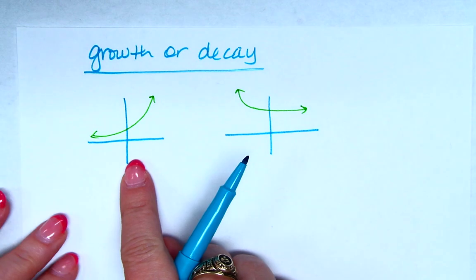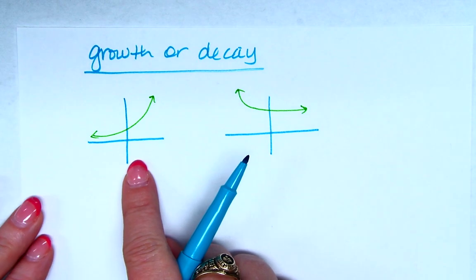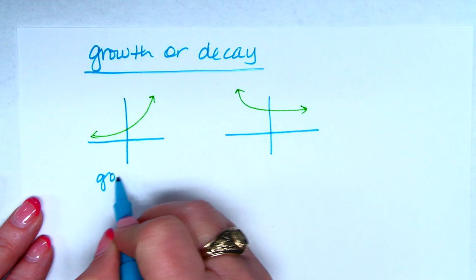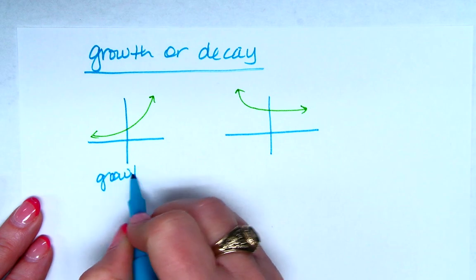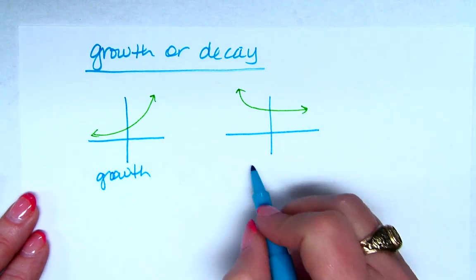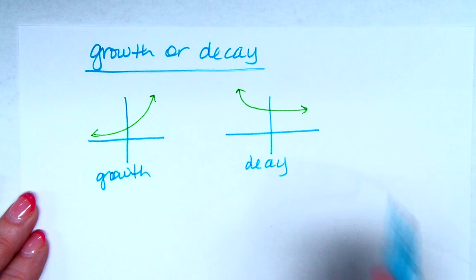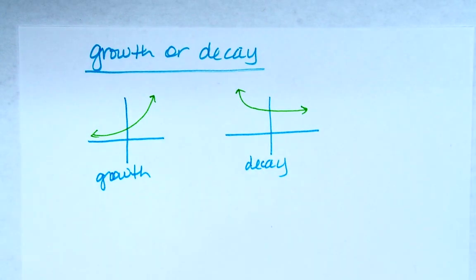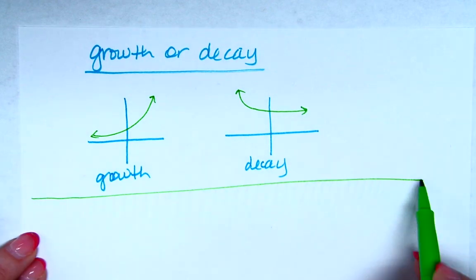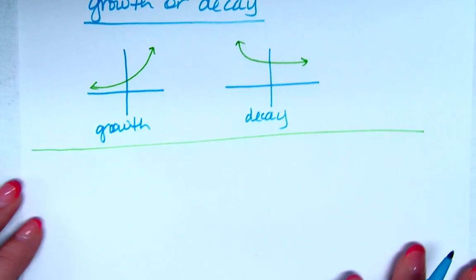Is this growth or decay? How do you know? Oops. Is this growth or decay? How do you know? Okay, that's the first part of the lesson. Got it? Ready for the second part of the lesson?